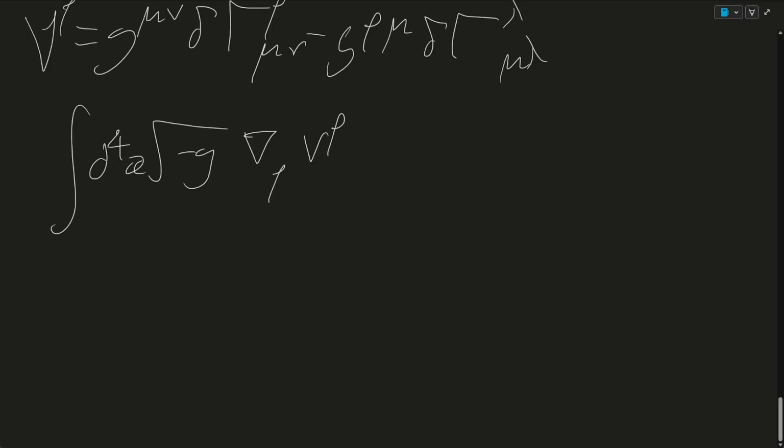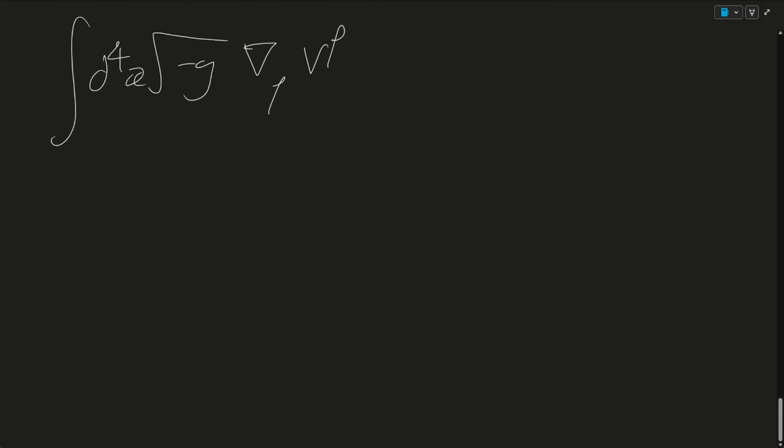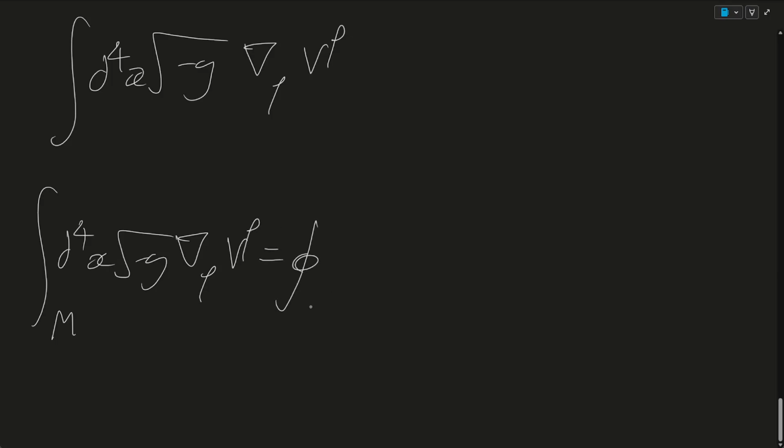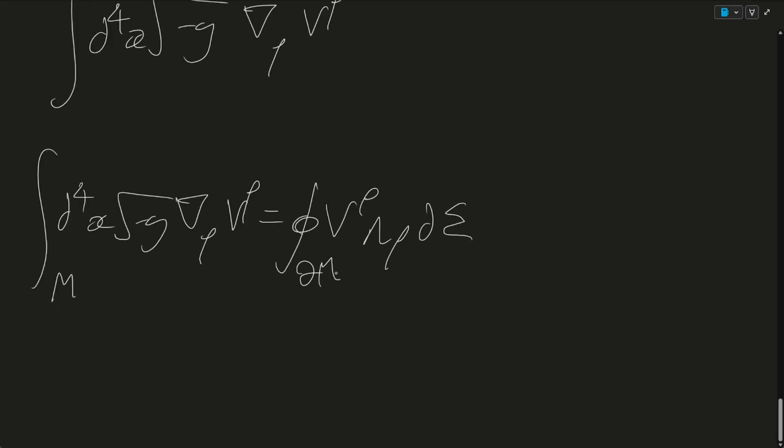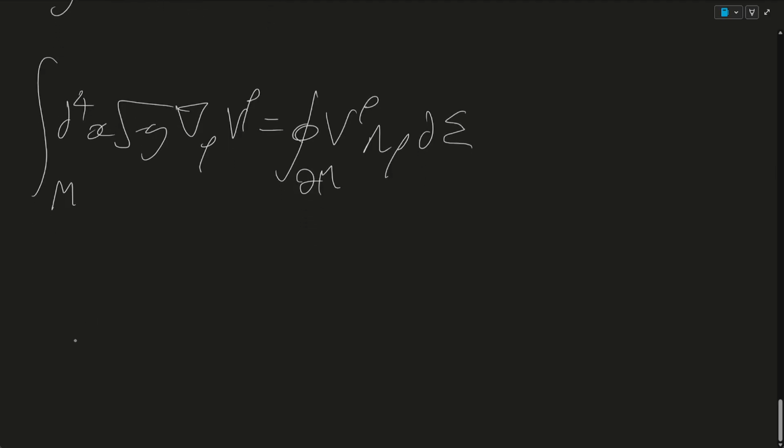Stokes theorem is one. Generalized Stokes theorem on a manifold. Over some M d4x root minus g is equal to this over that. Again, you can see exactly, even if you haven't done algebraic topology or whatever, where this comes from. And the boundary, that's just our surface.